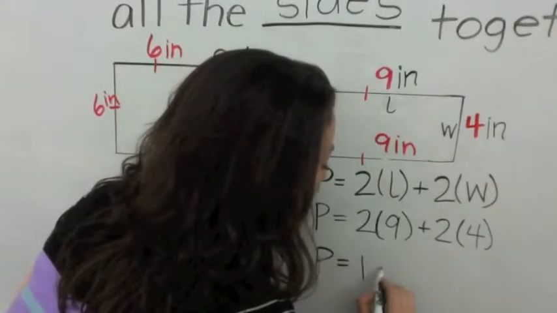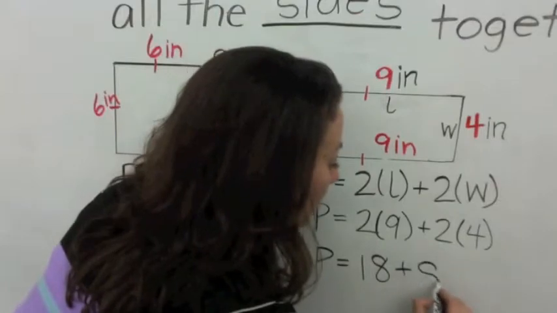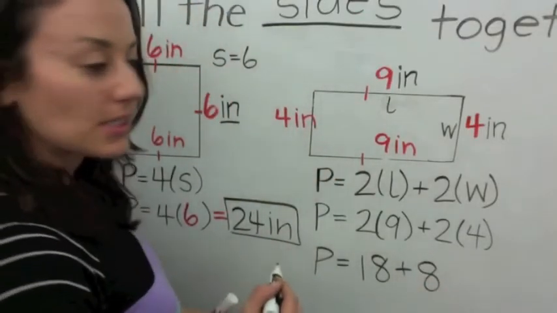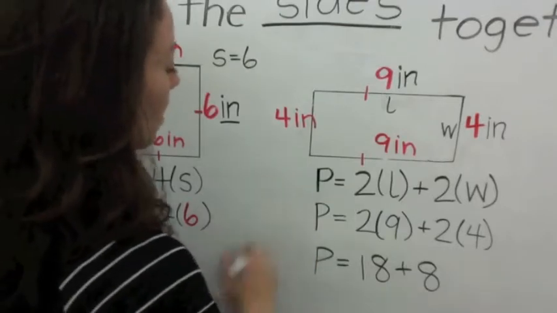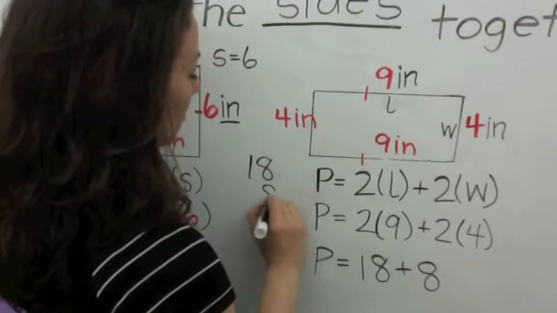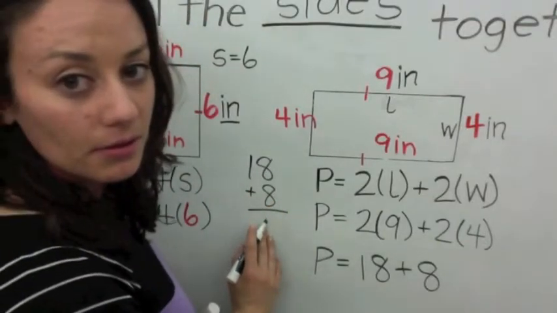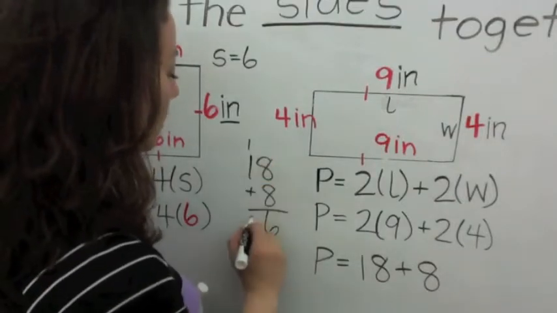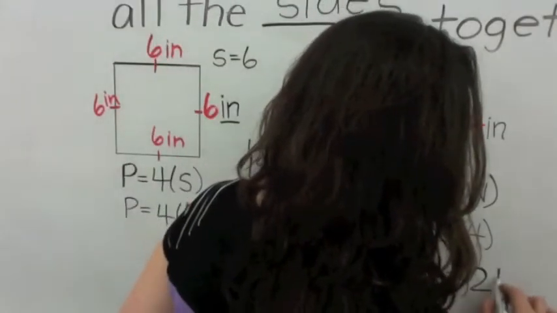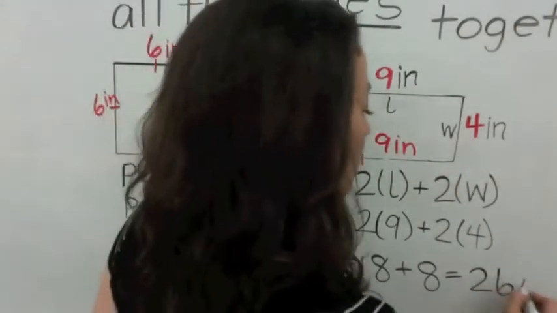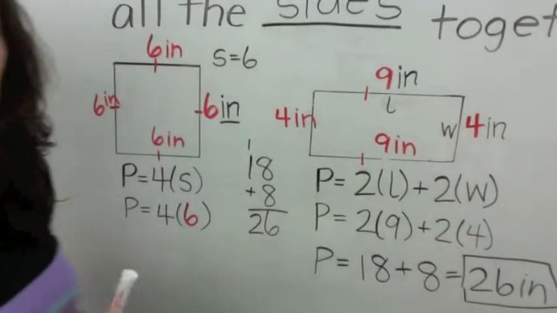2 times 9, we said, is 18. What's 2 times 4? 8. Good. And what is 18 plus 8? Let's do it right here real quick. 18 plus 8. 8 plus 8 is 16. Carry the 1. 1 plus 1 is 2. So you have 26 what? Inches. That is the distance around this rectangle. Go ahead and get that down.